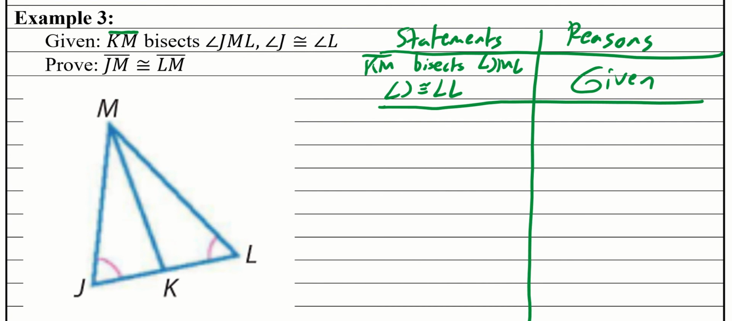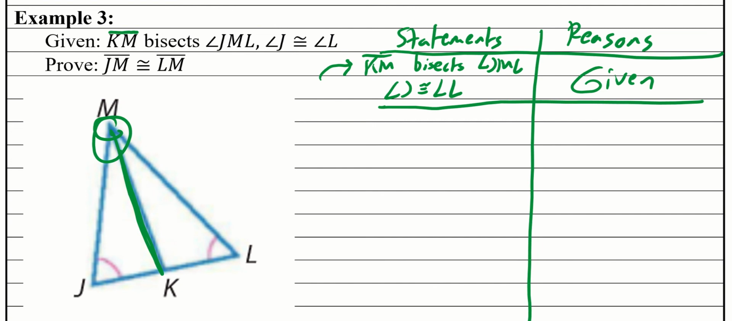First question, what do I know from my given information here? So I see this piece here, KM bisects this angle, and notice there's a couple different things that we could be talking about. It intersects down here and it intersects up here. So we're asking, does it bisect this angle up here, or does it bisect this line down here? And notice it's just telling us that it bisects the angle at the top.